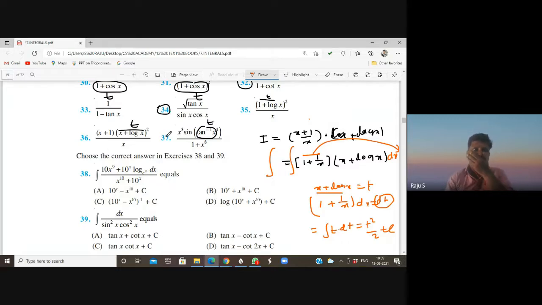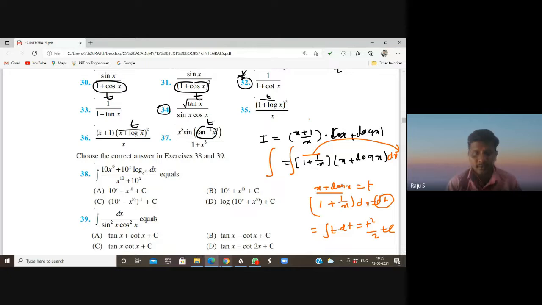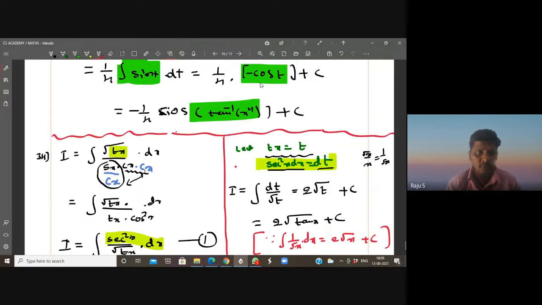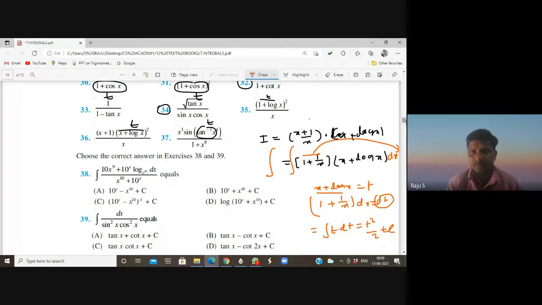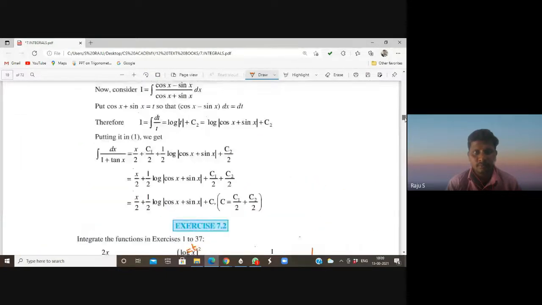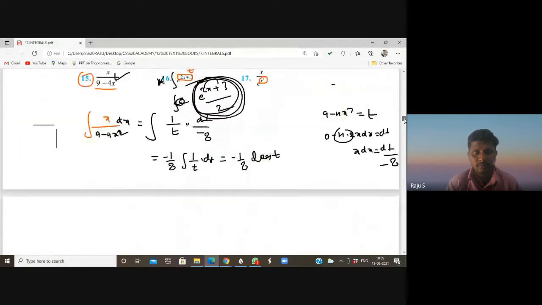Okay, students, like x plus 1, like you can do this. This is the answer. Having any doubts in question number 34? Or any question in exercise 7? Okay. Having any doubts, Amaya, in this exercise? Any question?